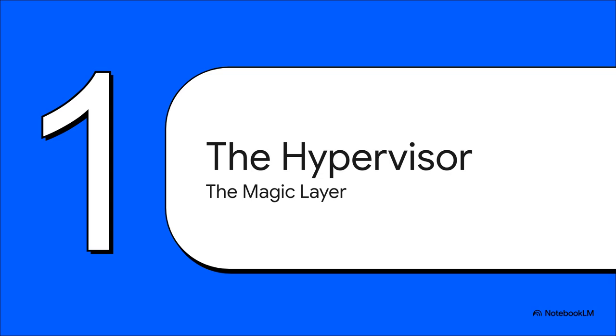Okay, but how? How does one physical machine manage all of these digital doppelgangers without going crazy? Well, it needs a special piece of software, kind of like a traffic cop for all the computer's resources. And that piece of software is called the hypervisor. This thing is the real magic behind virtualization.